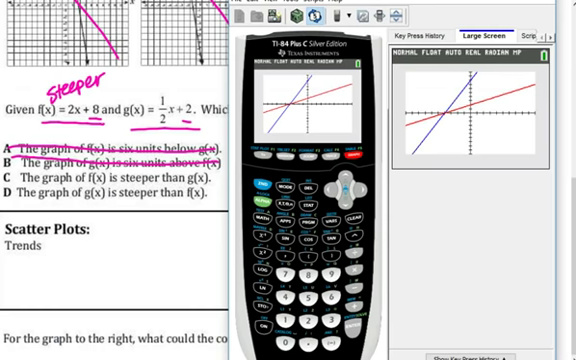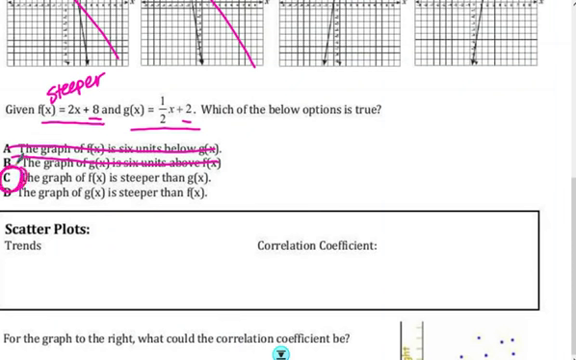So eliminating answers. Now the graph of f of x is steeper than g of x. I would have to agree. If we look at the blue line, he is steeper versus the red one who's not quite as steep. So we're going to go see here.